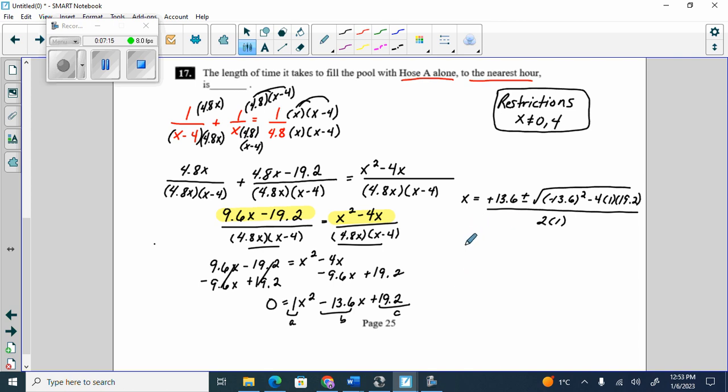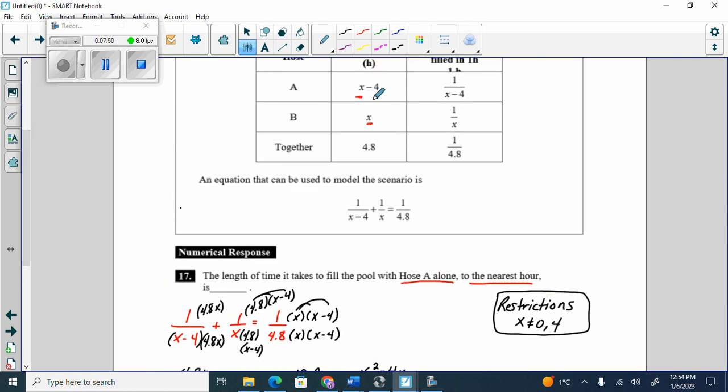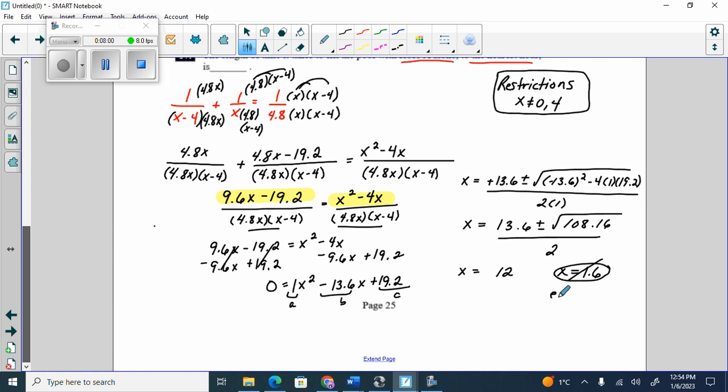So this breaks down to x equals 13.6 plus or minus the square root of 108.16, over 2. When I do the two of them, one of the answers will be 12, and the other answer will be 1.6. 1.6 is extraneous. Why? Because if we look up here, if we plug 1.6 into B, or into A, sorry, we get 1.6 minus 4, and we get a negative time, which makes no sense. So I circle it, I put a line through it, and I say extraneous.